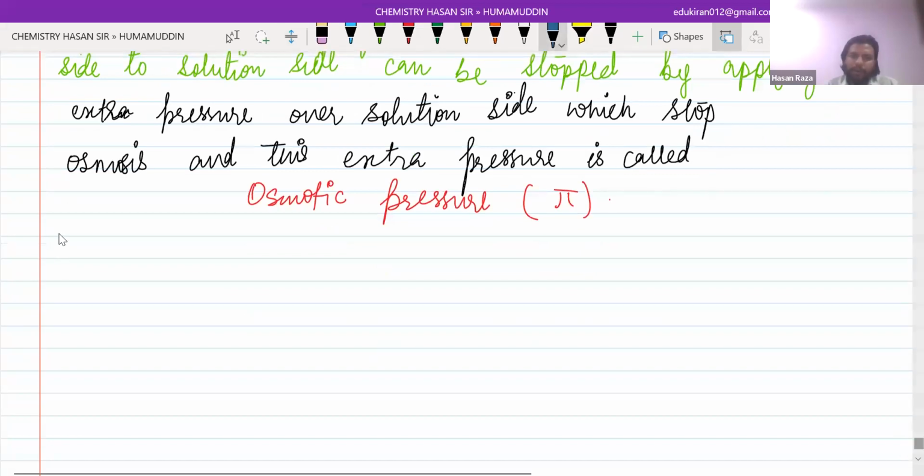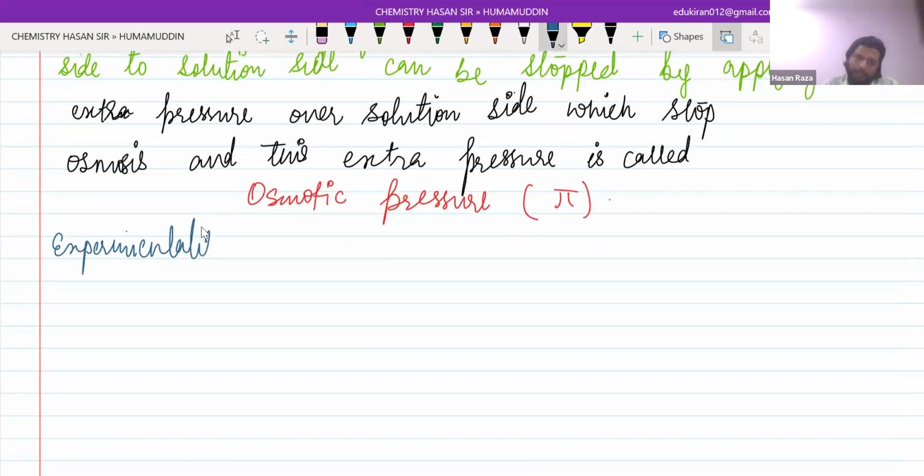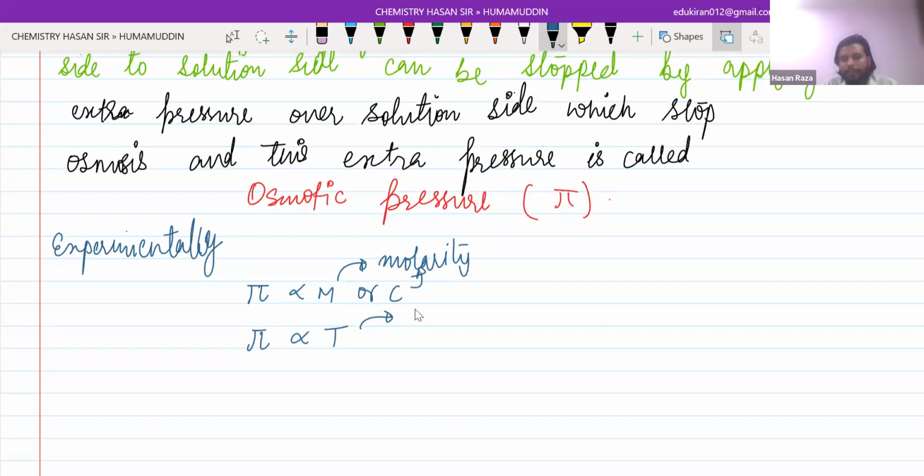Now again, we are going to derive a formula in the same way, experimentally. We found that pi, that means osmotic pressure, is directly proportional to molarity. This is your molarity. In some books, it has been denoted by C. C is also concentration or molarity. And pi is directly proportional to T as well. T is your temperature.